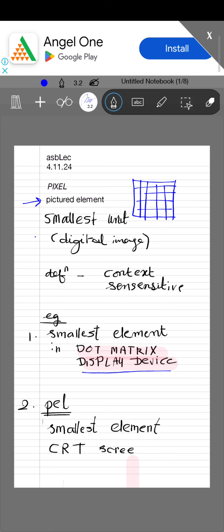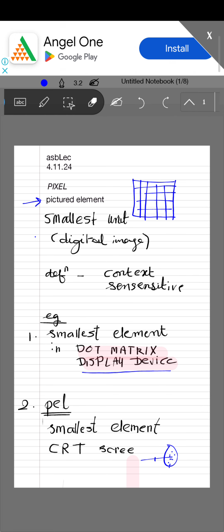It is also sometimes called a pel, instead of pixel. It is the smallest element in a cathode ray tube screen, the fluorescent screen on which electrons hit, and there is emission of light. So you can also consider it to be the smallest unit of a cathode ray tube screen.